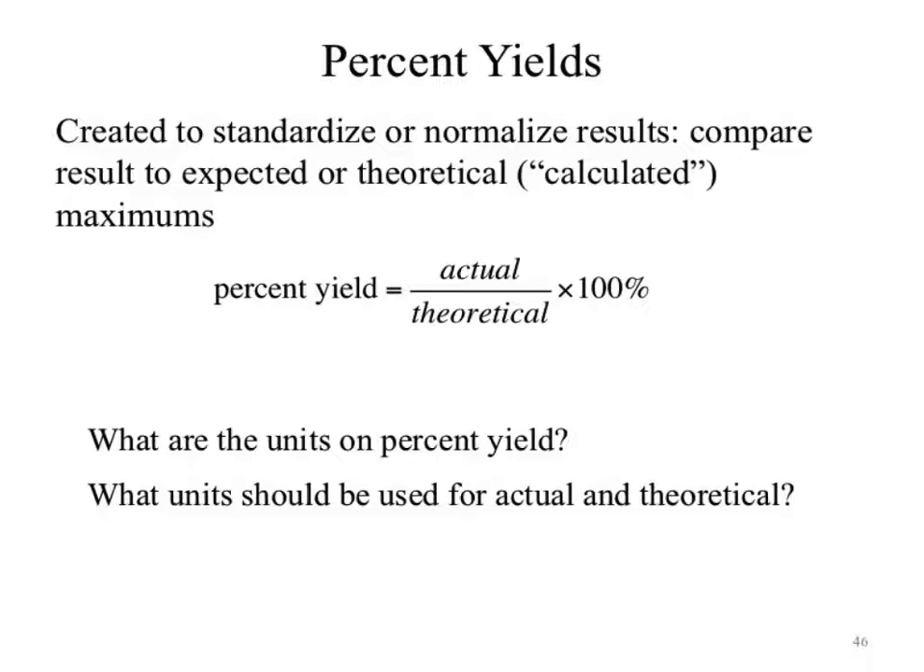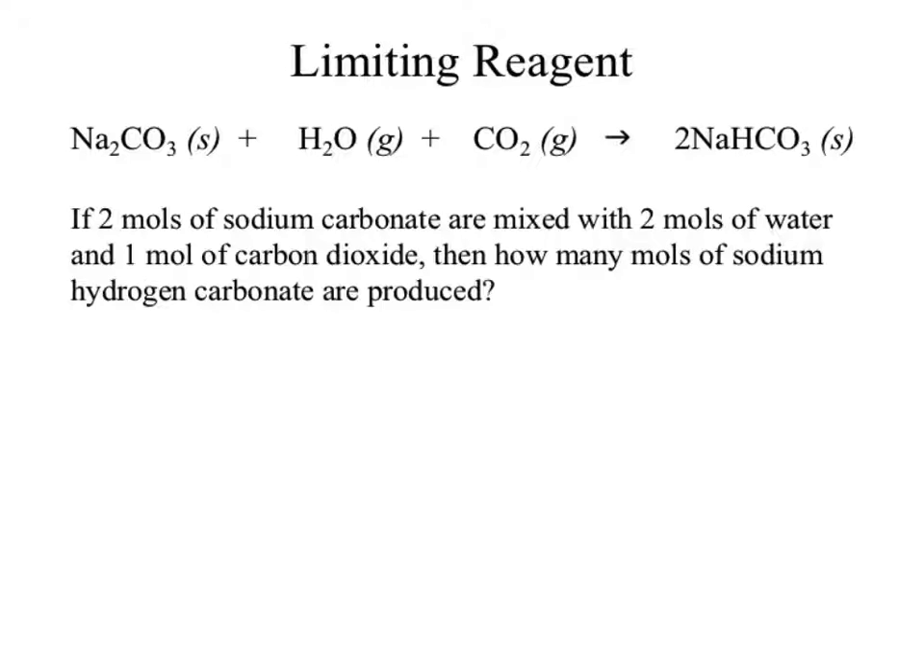So the next concept on top of this. Okay, we ran through this reaction. We said the limiting reagent was our CO2, right? We had 1 mole of CO2. And that led to how many moles? I already forgot. 2 moles? 2 moles of our sodium hydrogen carbonate.